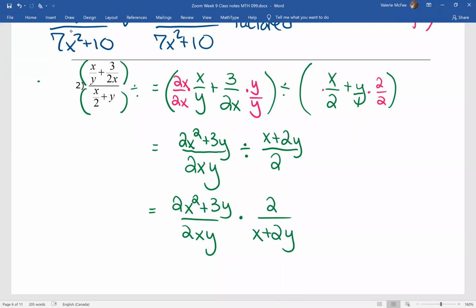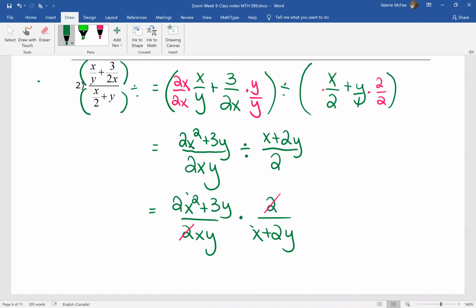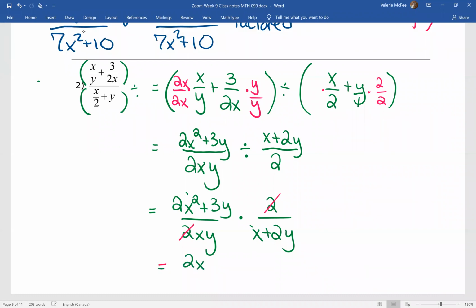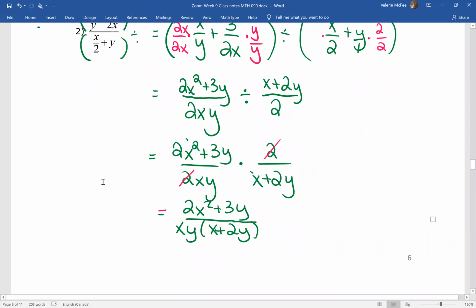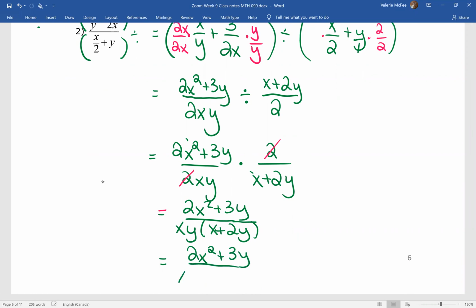And we're looking for common factors. Remember that factors multiply each other. There's nothing to factor here in this numerator or this denominator, but I do see that 2 is a common factor that can be divided out. So in the numerator, we have 2x squared plus 3y all over xy times x plus 2y. This is our answer in factored form. If you're not asked for factored form, you'll need to open those brackets. Either of these could be your final answer.